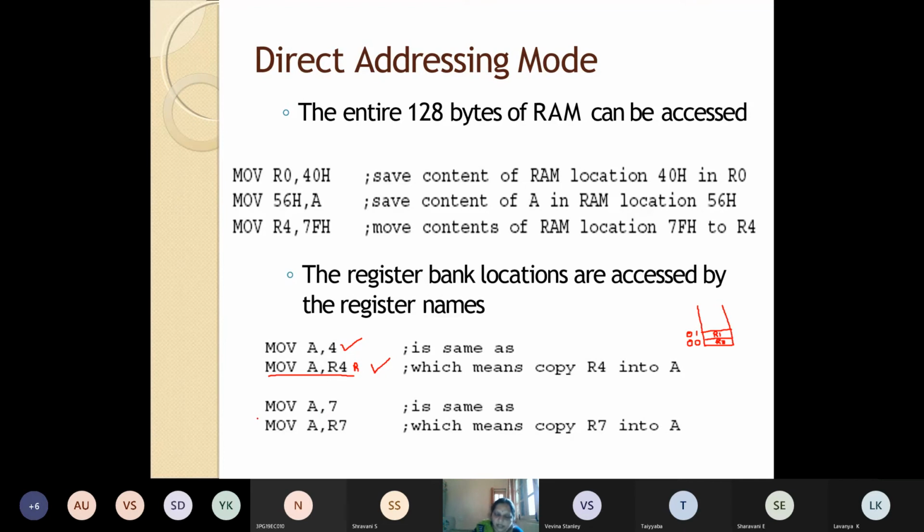Any register I can access by its name or by its address. Here I am accessing the register by name, but here by address. Got it? Even the A register and B register each have one address. All the special function registers are mapped in the area from 80 to FF. In that area each special function register has one address, and using that address I can access the registers too. Any doubt?